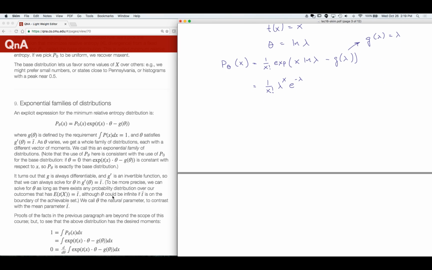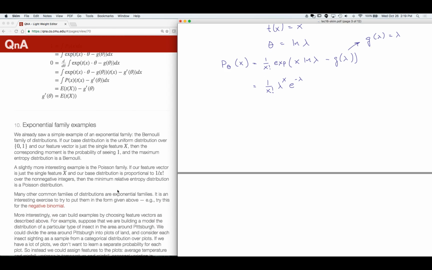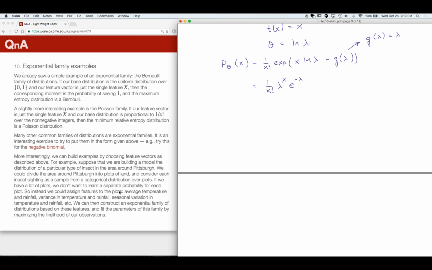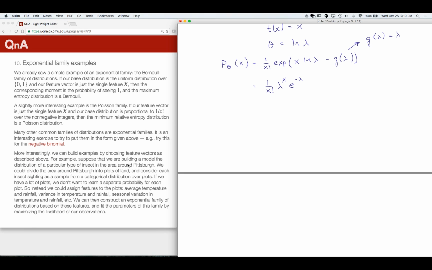All right, so if you want to try an example for yourself of expressing a distribution as an exponential family, the negative binomial is a pretty decent example. But basically, a lot of the common forms of distribution happen to be exponential families. So that's another reason why exponential families are important, is that they happen to include a lot of distributions that people work with anyway. But maybe more interesting is that we can build an example by choosing feature vectors the way I described above.